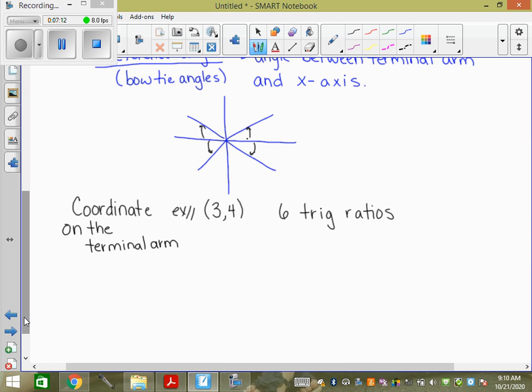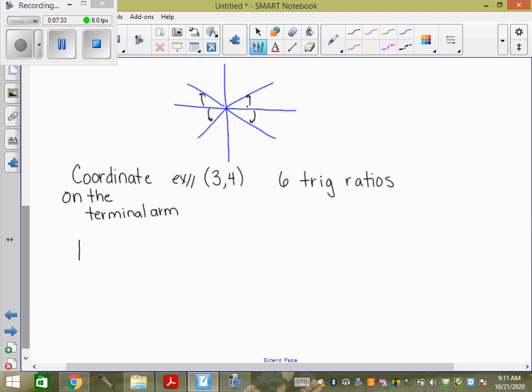Then yesterday we did what? Yes, we did solving. We had to find trig ratios, and we had to find angles, correct? I gave you a trig ratio and another piece of information. So, when you're given a trig ratio plus information to know what quadrant this is, right?